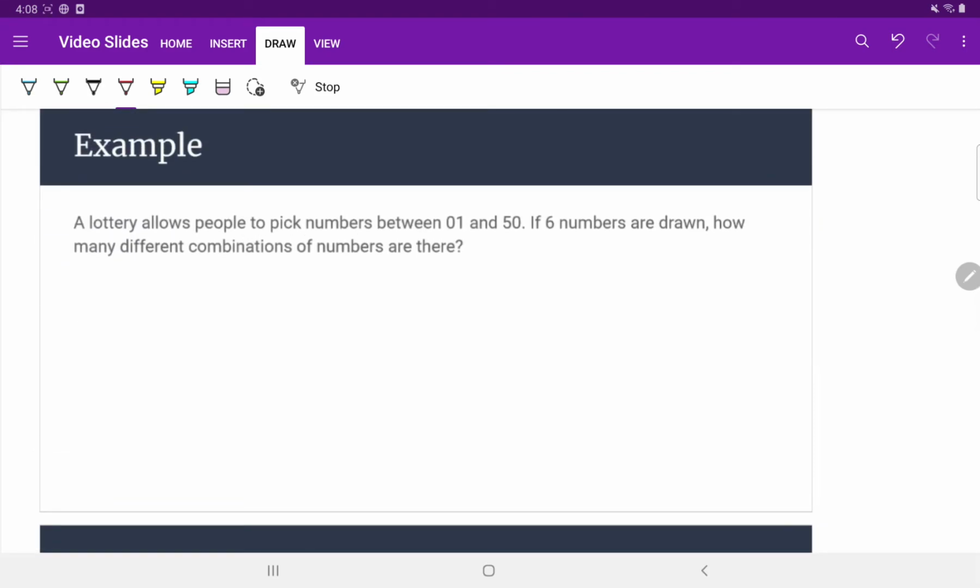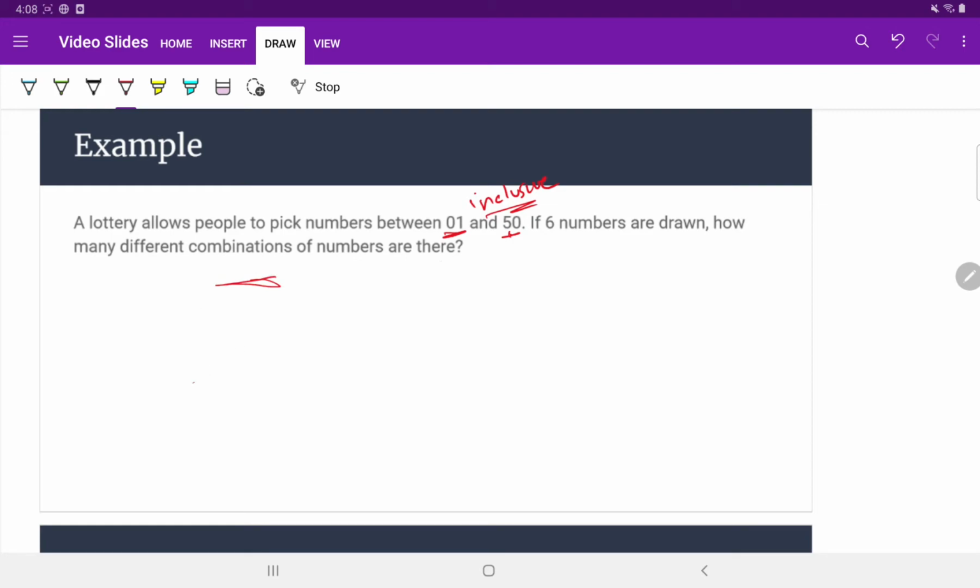A lottery allows people to pick numbers between 1 and 50, and that would, of course, be inclusive. If that's not on an assessment, I'll always try to indicate whether it's inclusive or not, but this is a fair assumption to make. And if 6 numbers are drawn, how many different combinations of numbers are there?